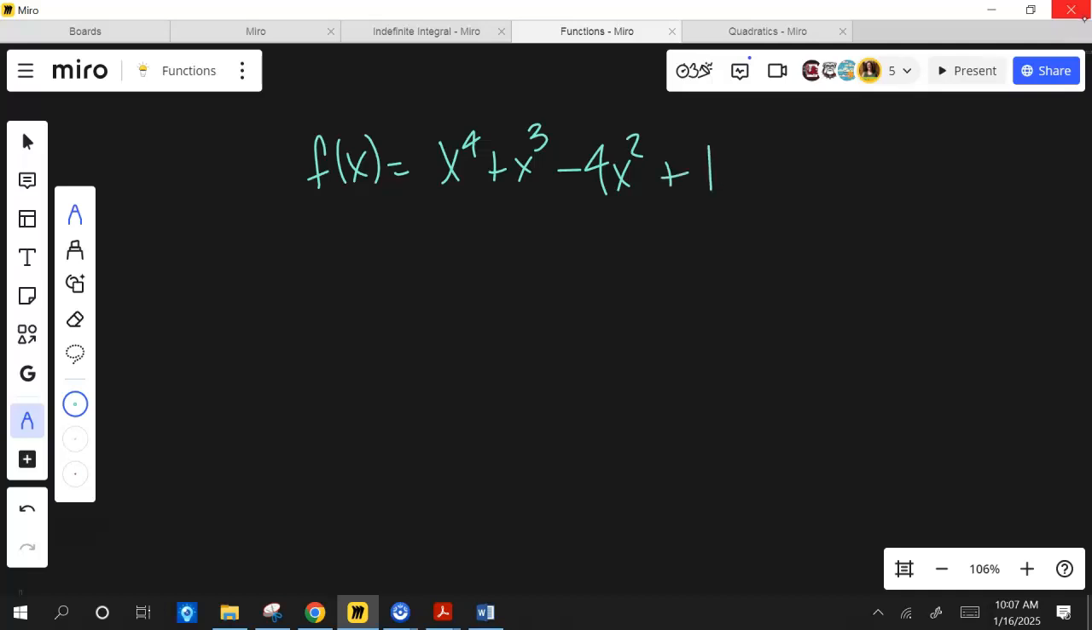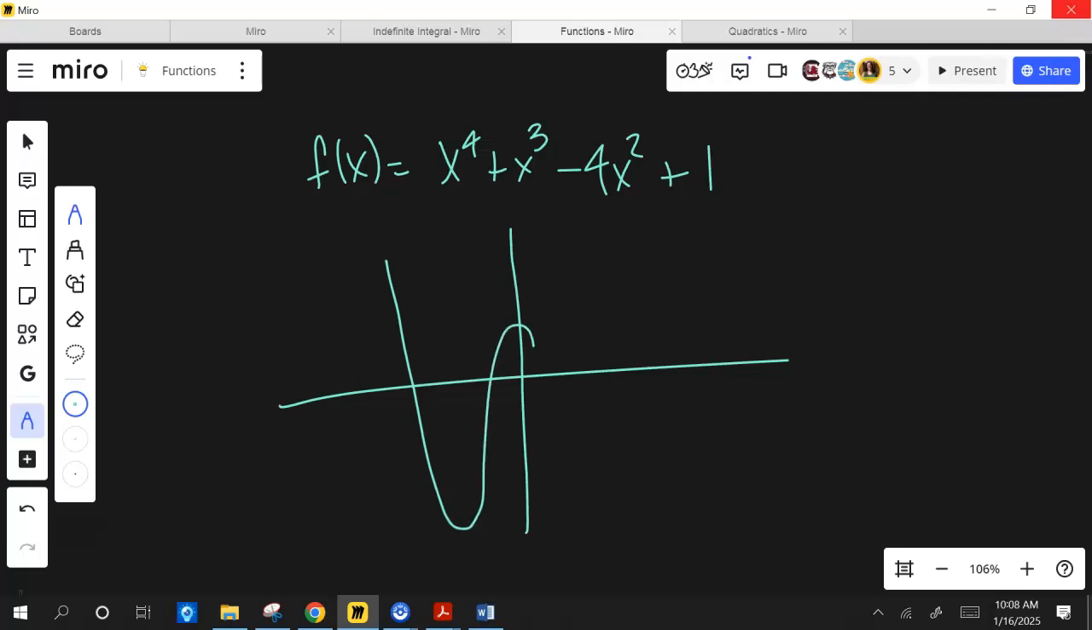Here's what I want us to do with this one. I want us to find the exact maxes and minimums. I want us to tell if they're relative or absolute. I want us to find the increasing and decreasing intervals in interval notation. And then I want us to label the approximate points of inflection. Okay, and for this one, I'll give you the graph on the homework. So it's going to look something like this when you graph it. Okay?